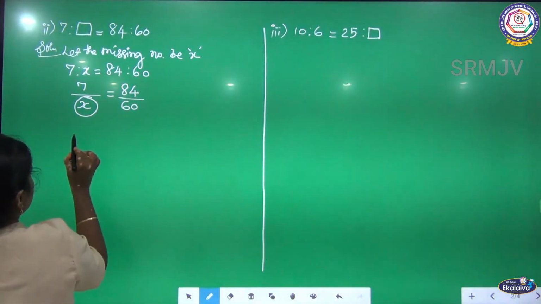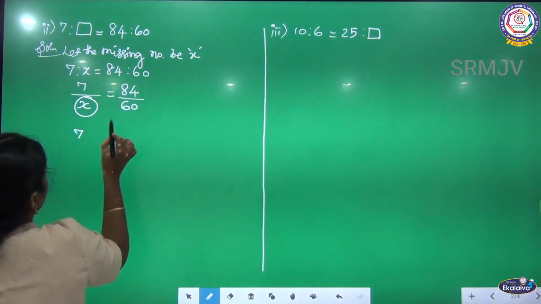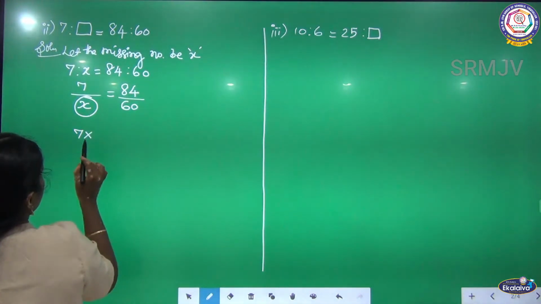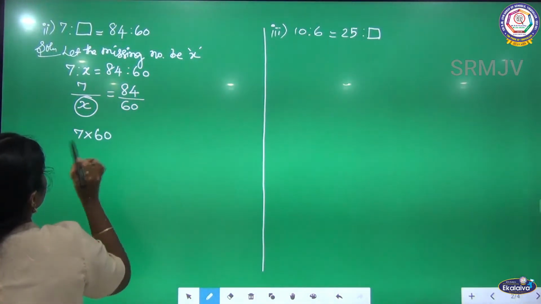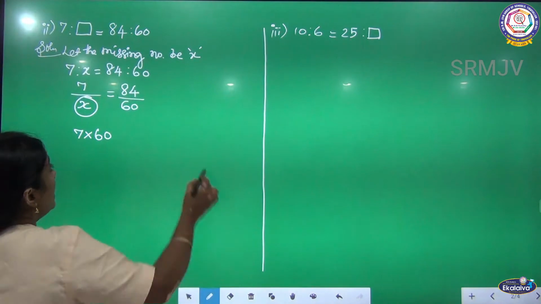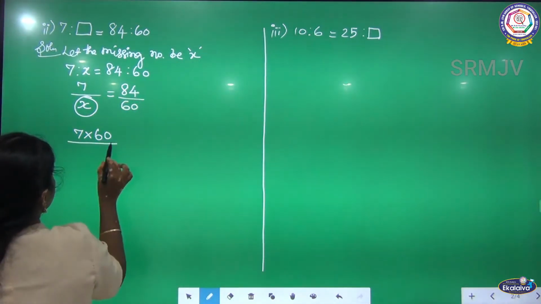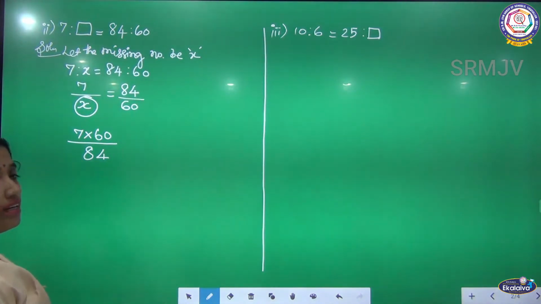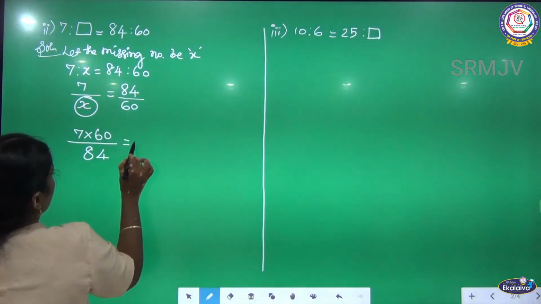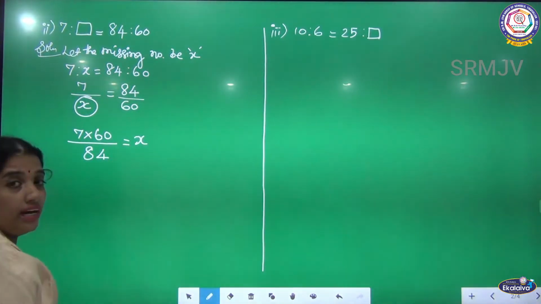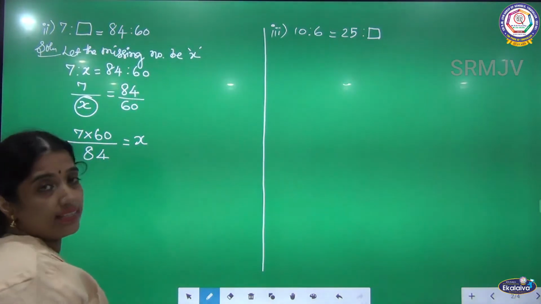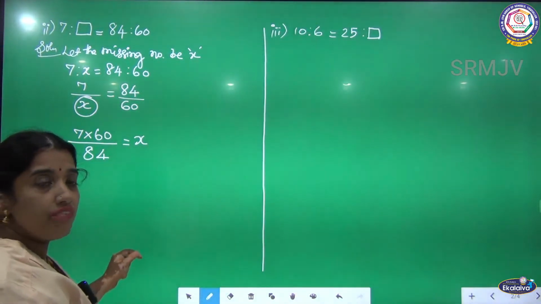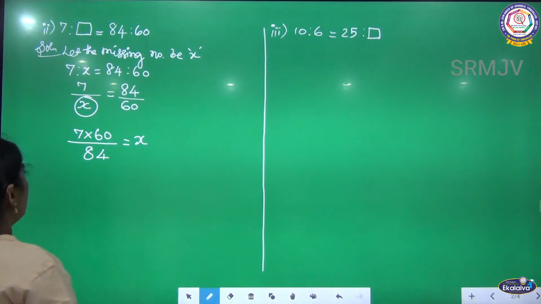So listen, 7, when it is in the division, comes to this side as what? Multiplication. So into 60 you write, and when multiplication comes to this side it becomes division. And send this x to the other side. Okay. Why? Because I am going to find out the x value here.